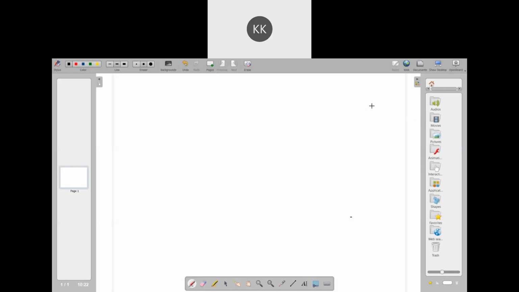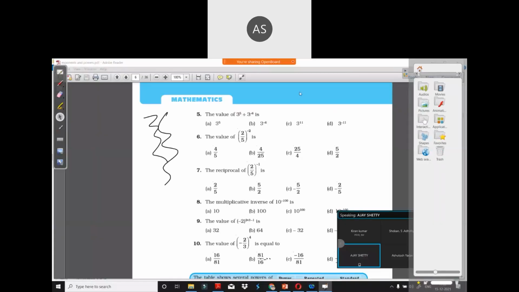I share this open board. Now you are able to see this empty space now. Yes, sir. Now we are able to see the scribbled one. Okay, sir.